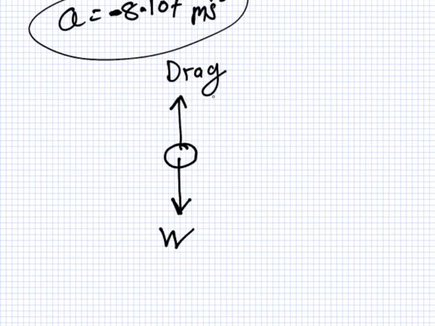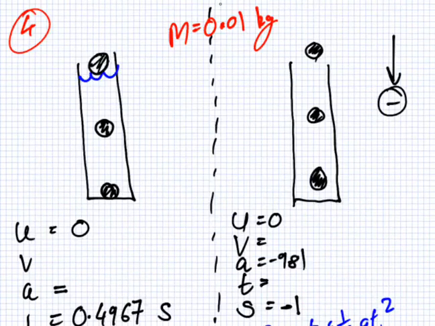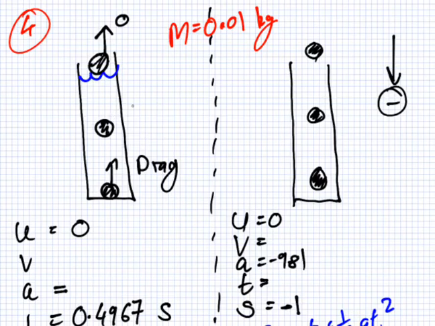So the A is not as big, right? Can I continue? Yeah. So the acceleration is not 9.81 because there's a drag force going up.